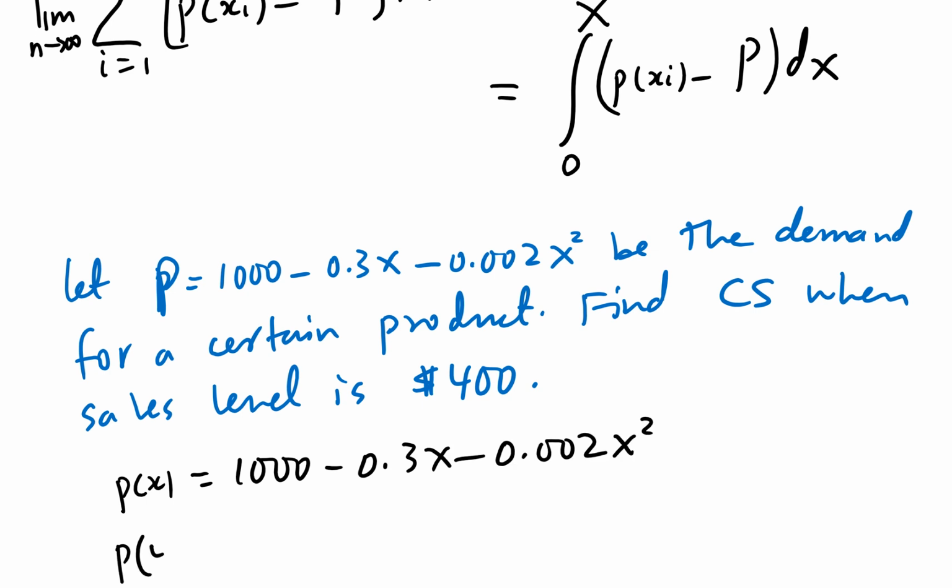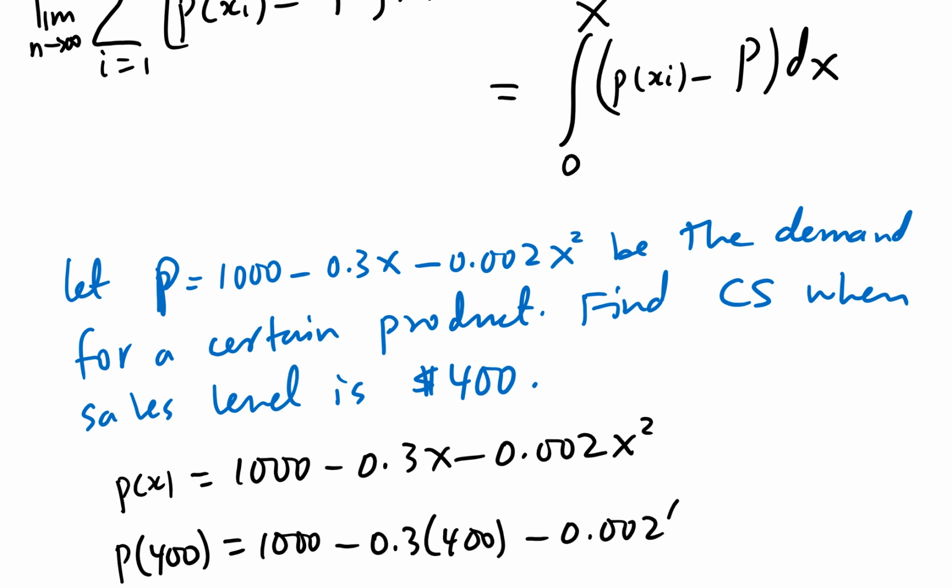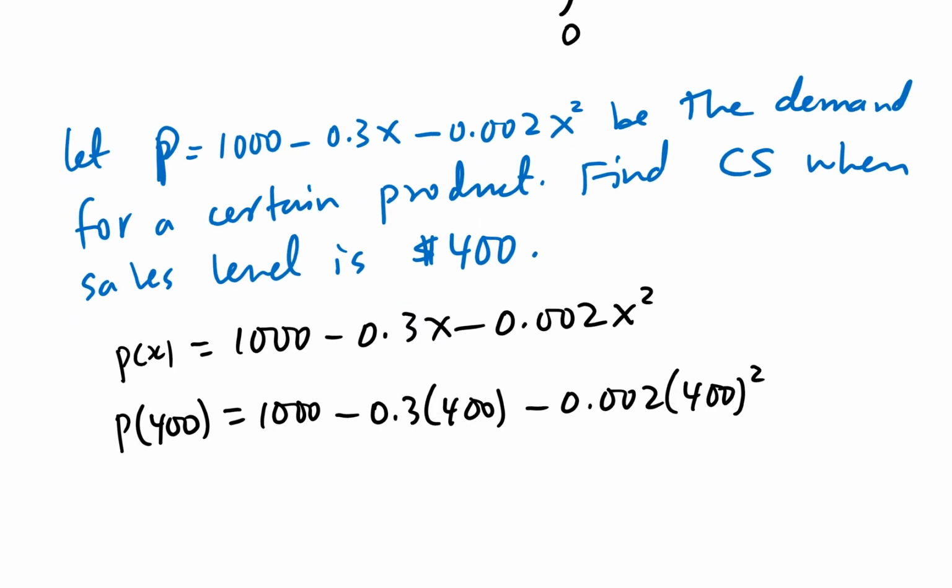So I want to first find P of 400. That's 1000 minus 0.3 times 400 minus 0.002 times 400 squared. And I'm sure everyone can calculate this. This will give me the capital P value, which I got as 660.